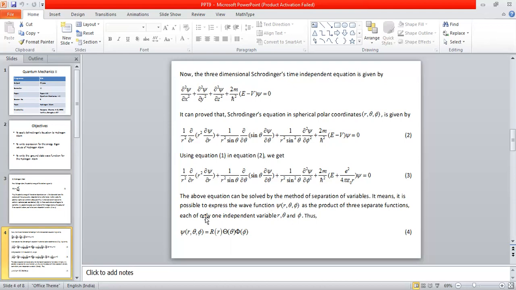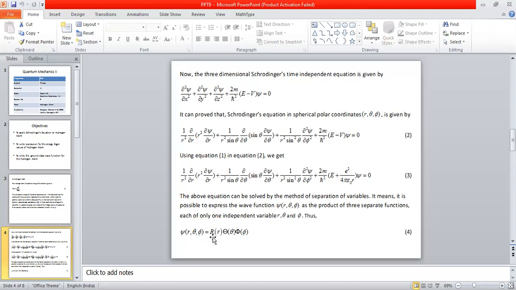So the first function would be a function of only the r coordinate. The second function would be a function of only the theta coordinate, and the third function is a pure function of the third coordinate phi. Therefore, this entire wave function psi(r, theta, phi) can be separated into three different functions, each one dependent only on one independent variable.